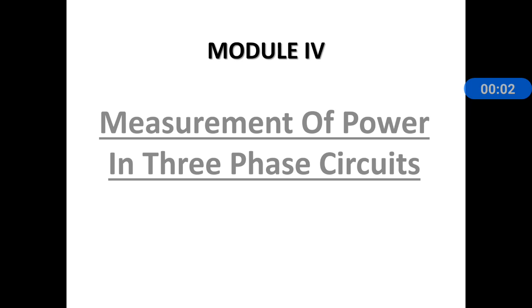Welcome to the fourth module of Fundamentals of AC Systems. The title is Measurement of Power in Three-Phase Circuits. This module covers power measurement in AC circuits, various methods for power measurement in three-phase circuits, and the 3 wattmeter method, 2 wattmeter method, and single wattmeter method for power measurement.